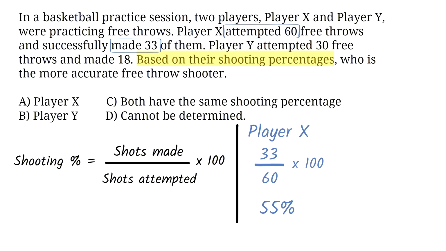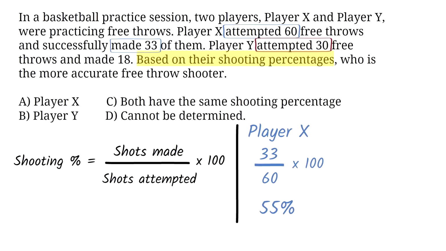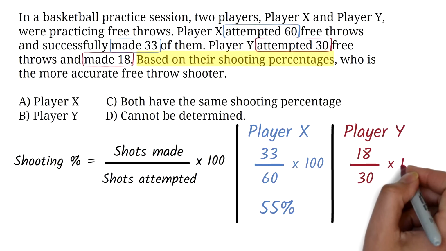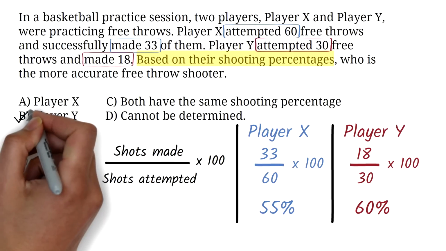From the question, player Y has attempted a total of 30 free throws. Out of these, player Y has successfully made 18 shots. To calculate player Y's shooting percentage, divide the number of successful shots, 18, by the total number of attempts, 30. Then multiply by 100. We do this on the calculator to get 60%. So, player Y's shooting percentage is 60%. Based on the calculated shooting percentages, player Y is the more accurate free throw shooter. The correct answer is therefore B, player Y.